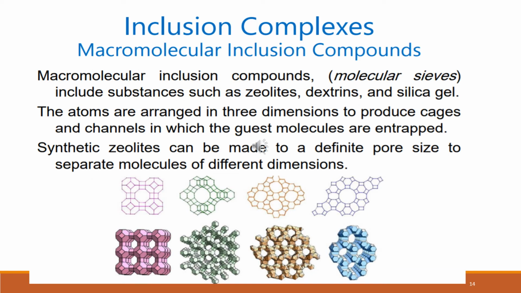Macromolecular inclusion complexes include substances such as zeolites, dextrin, and silica gel. These act as molecular sieves. The atoms are arranged in three dimensions to produce cage-like, that is clathrate-like, structures and channels in which the guest molecules are trapped. Synthetic zeolites can be made to a definite pore size to separate molecules of different dimensions.